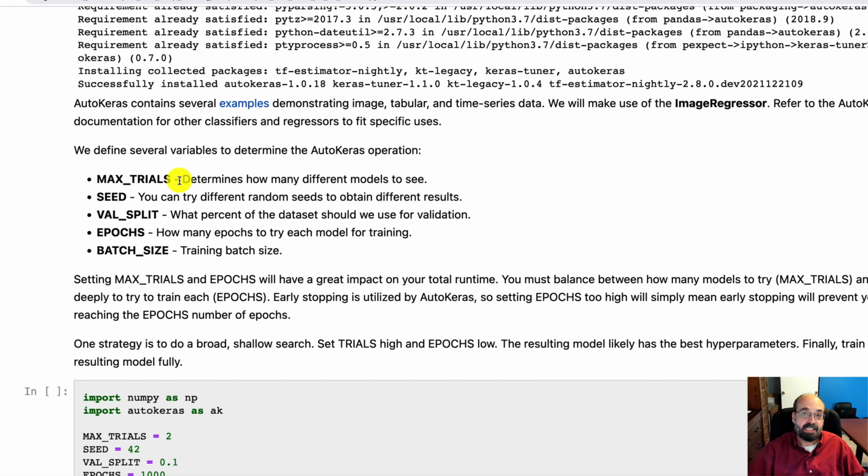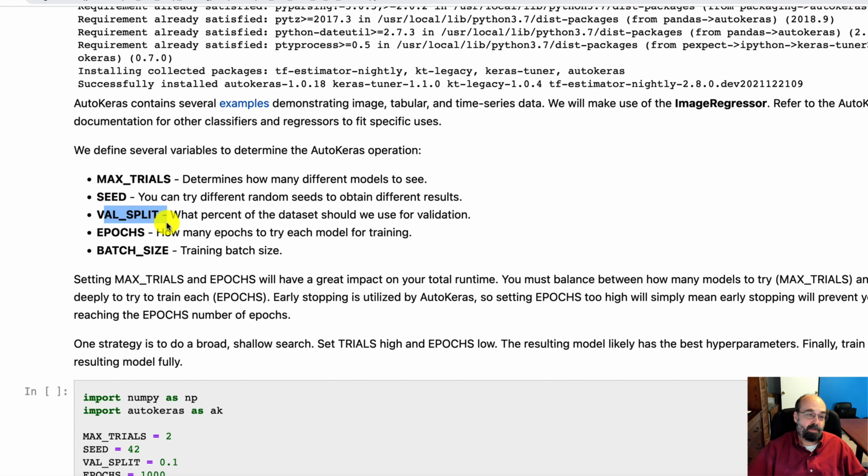Max trials. This is how many different models you're going to try. It's going to try over and over and over in a very iterative process, different hyperparameters to solve this data set. So the more of these you put in, the more different neural networks are going to be created. Seed just gives you reproducible results. If you put 42 or something like that, you're going to see approximately the same results. Timing and race conditions sometimes put some inherent randomness into these that is not expected.